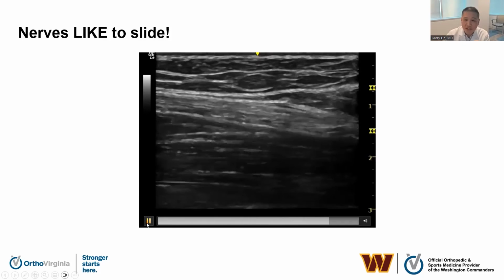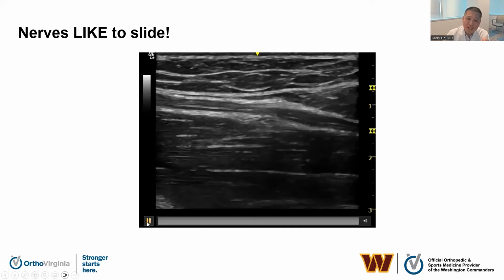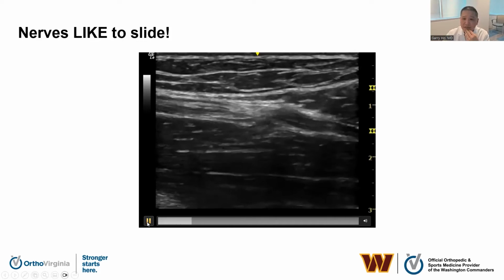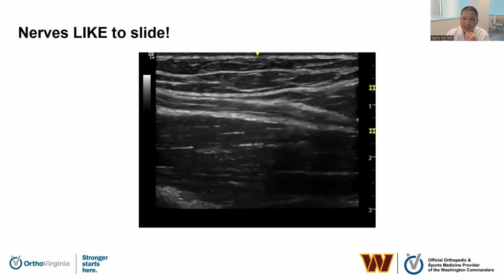But in this slide, I want to illustrate that what we're trying to do is reestablish this healthy gliding of the nerve. And so before we move to the next slide, I'll just talk a little bit about it.